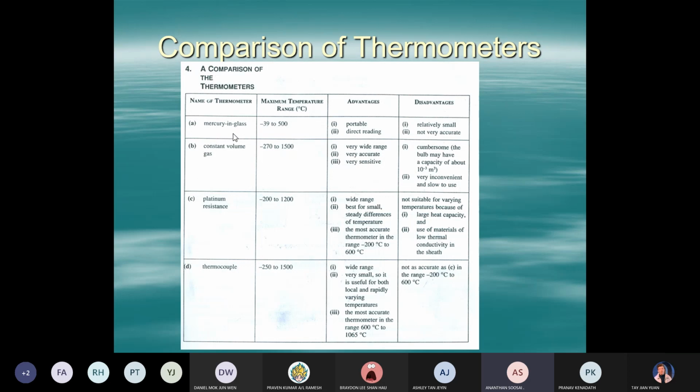The range of mercury in glass is found to be up to 500 degrees Celsius, but the common ones circulated in our lab are around 100 degrees Celsius, right? Sir, do we need to know the temperature range? Yes, you have to know roughly. But so far, not even once have they asked about the range. They ask about the advantages and disadvantages.